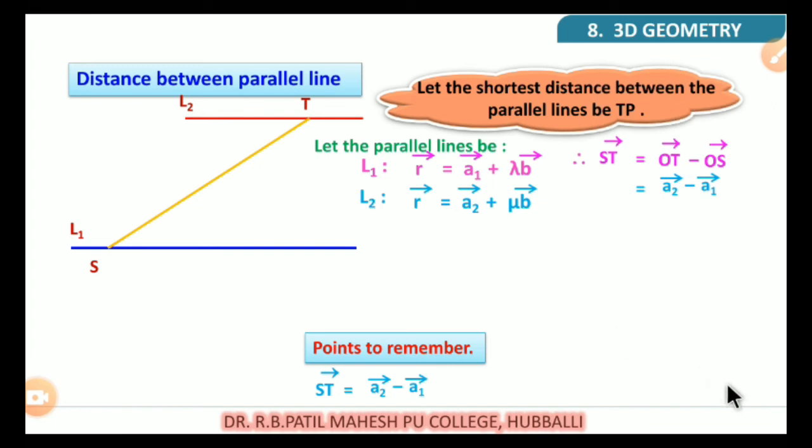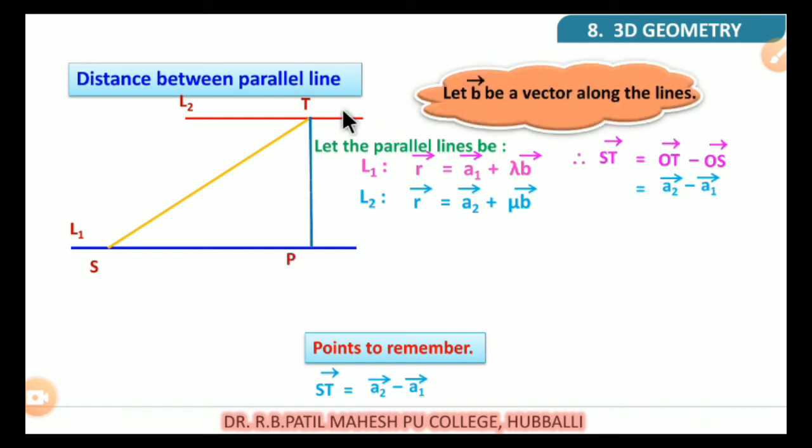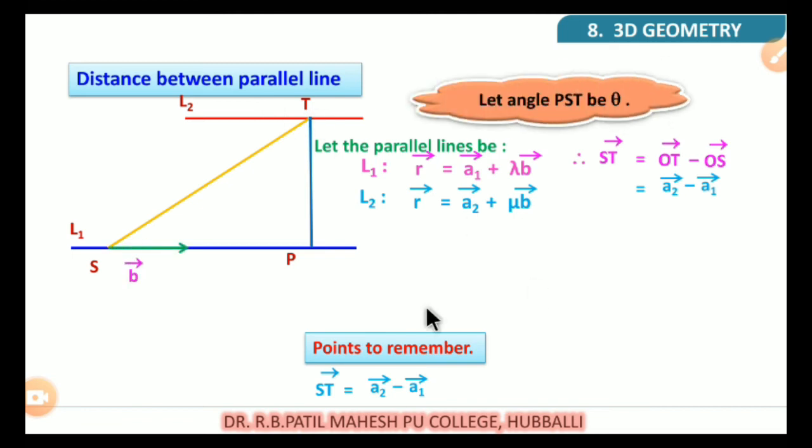Now let the shortest distance between the parallel lines be TP, meaning we have to consider the perpendicular line between these two lines. So this is the point P here. Joining this line, that line becomes the distance between these two lines, and let b be a vector along the lines. So here it is the vector along the line. Let angle PST be theta. So that angle PST can be taken as theta.